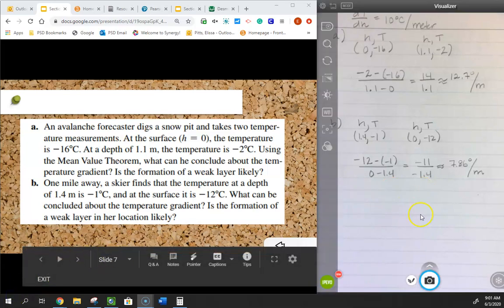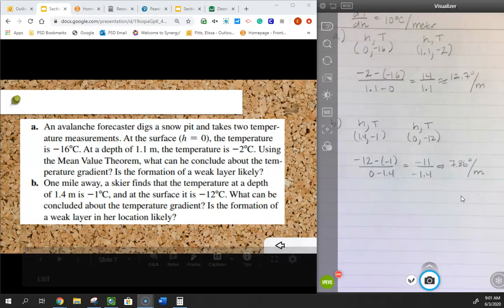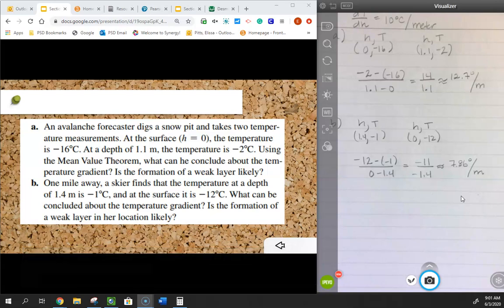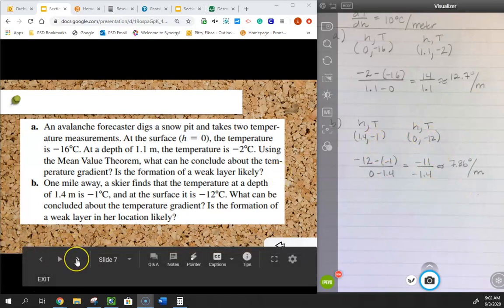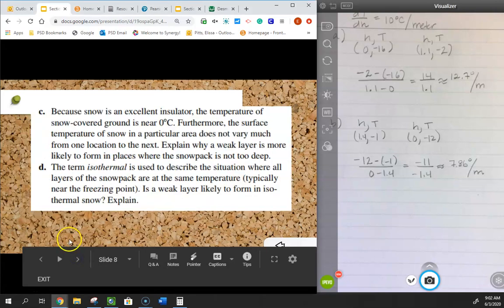And so your book says, while it's still possible that the temperature gradient exceeds 10 degrees Celsius per meter somewhere in the snowpack, one may suspect that the formation of a weak layer is not likely in this case. And so that one's a little bit trickier. Let's look at 2 more problems with that.